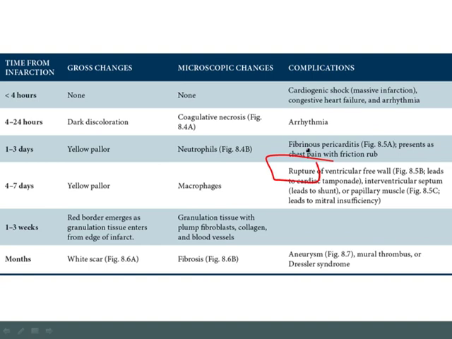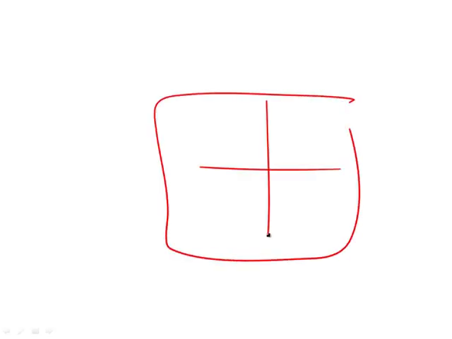Rupture. That's the single word you want to remember. And so, for example, if you had infarction of the ventricular free wall, that could rupture, resulting in cardiac tamponade. Again, the idea here is that if this is the heart, and you've got the left ventricle here, let's put this the left atrium, the right atrium, and the right ventricle.